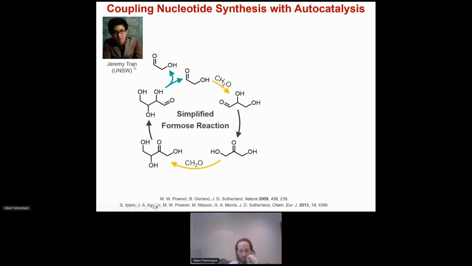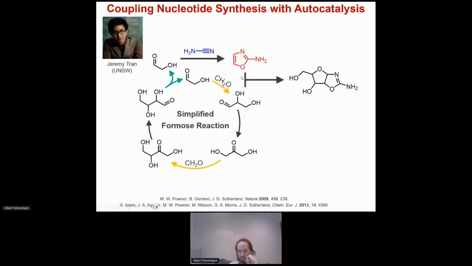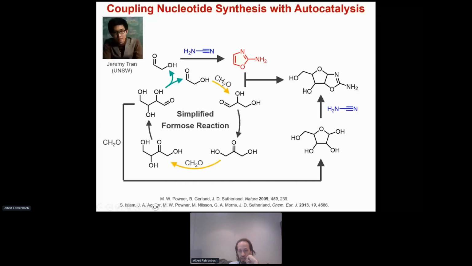So this is work done by my student Jeremy Tran at UNSW. All we did was take the formose reaction and just add cyanamide to it, with the idea that we would make 2-aminooxazole and potentially even the 2-aminooxazoline stereoisomers through a couple of these different pathways. One is the Powner-Sutherland pathway, the other is the Orgel pathway. And maybe if we're super lucky, we can get all the way to RNA, but there are some dotted arrows there. That's just the idea of the proposal.